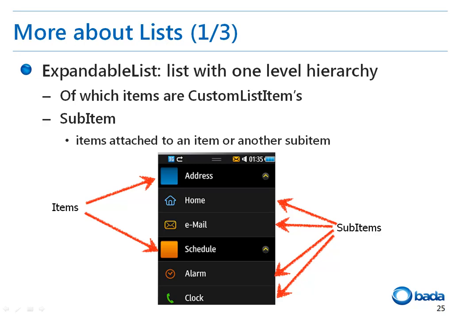Now let's have a look at the other lists. Expandable list is a list that can have a single level of sub-items attached to each item. In this list, if an item that has a sub-item is clicked, the list expands and the corresponding sub-items are displayed. All the items in an expandable list are custom list items.